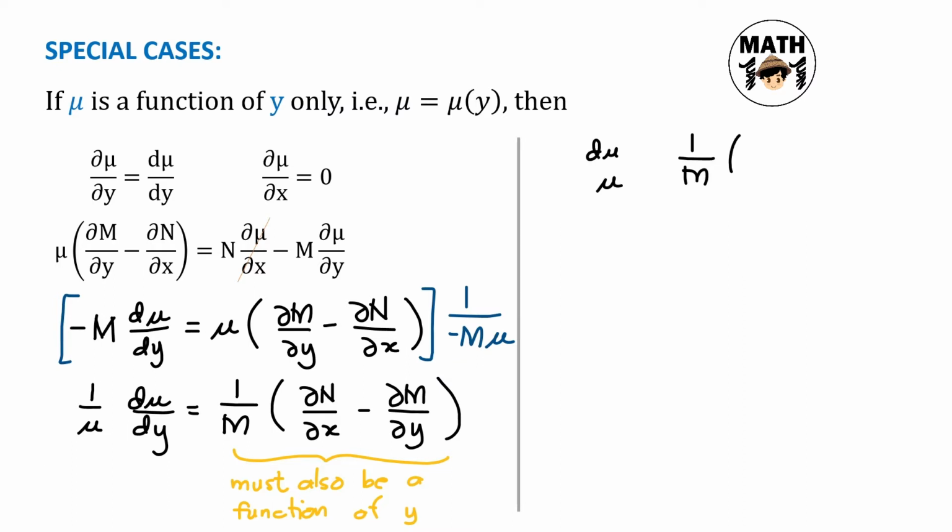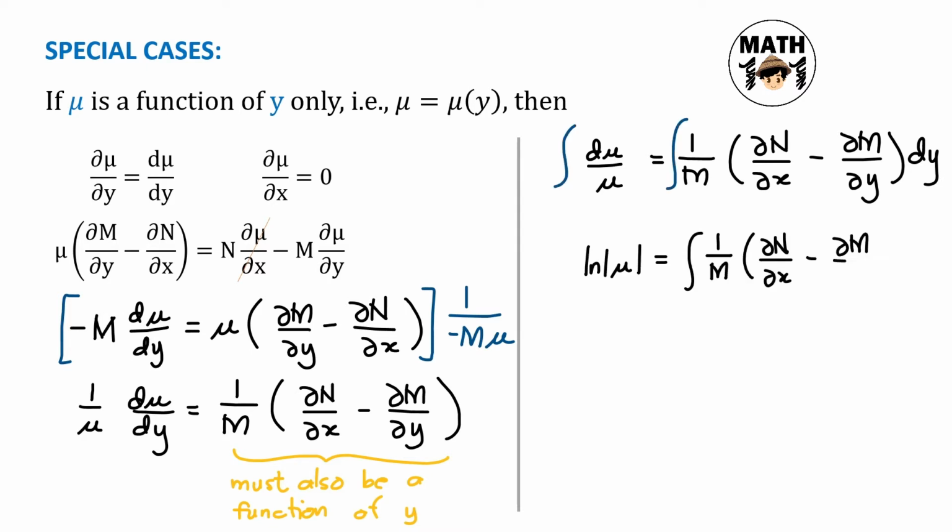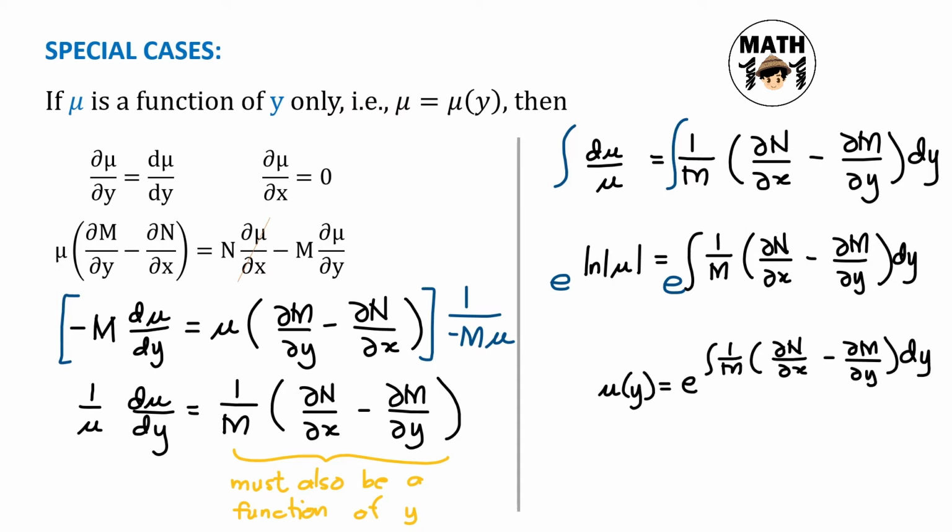We'll group together all the mu and d mu, and all the dy. And applying the same formula for the left-hand side to integrate, we'll get ln of mu equals the integral of the right-hand side. And to get mu, we'll just take the e of both sides to cancel ln. Therefore, mu as a function of y is equal to e raised to the integral of 1 over m times the partial derivative of n with respect to x minus the partial derivative of m with respect to y, dy.